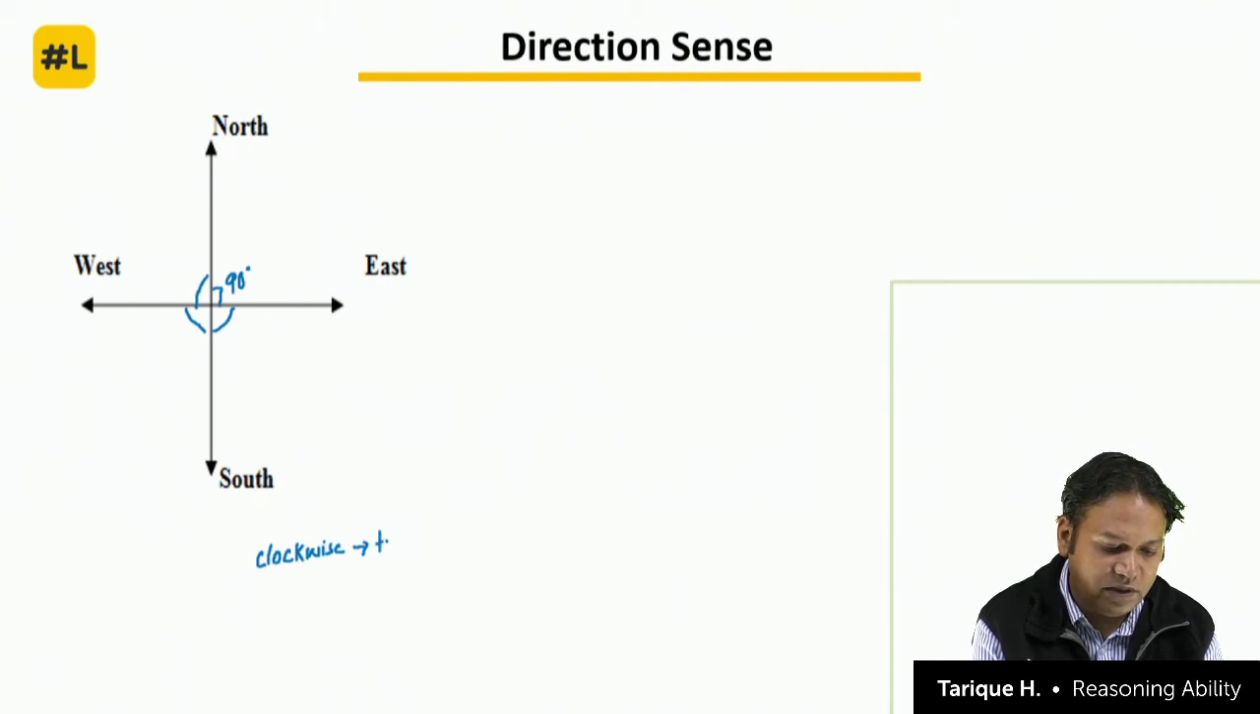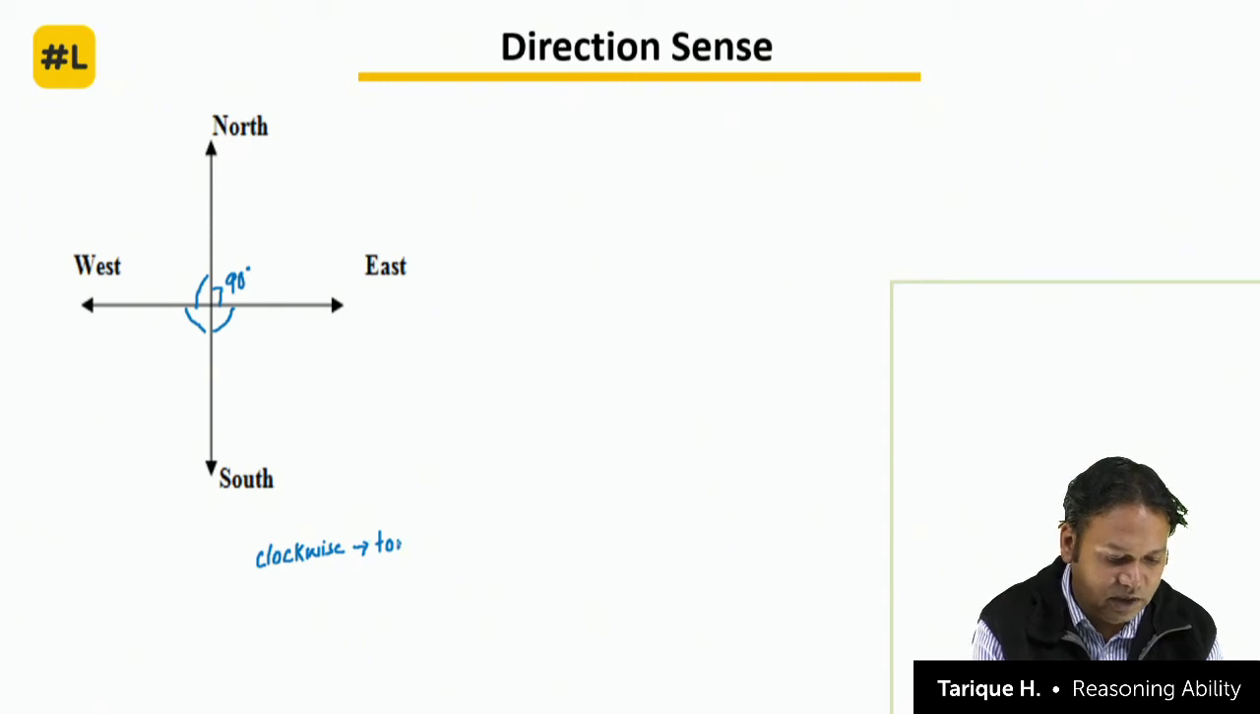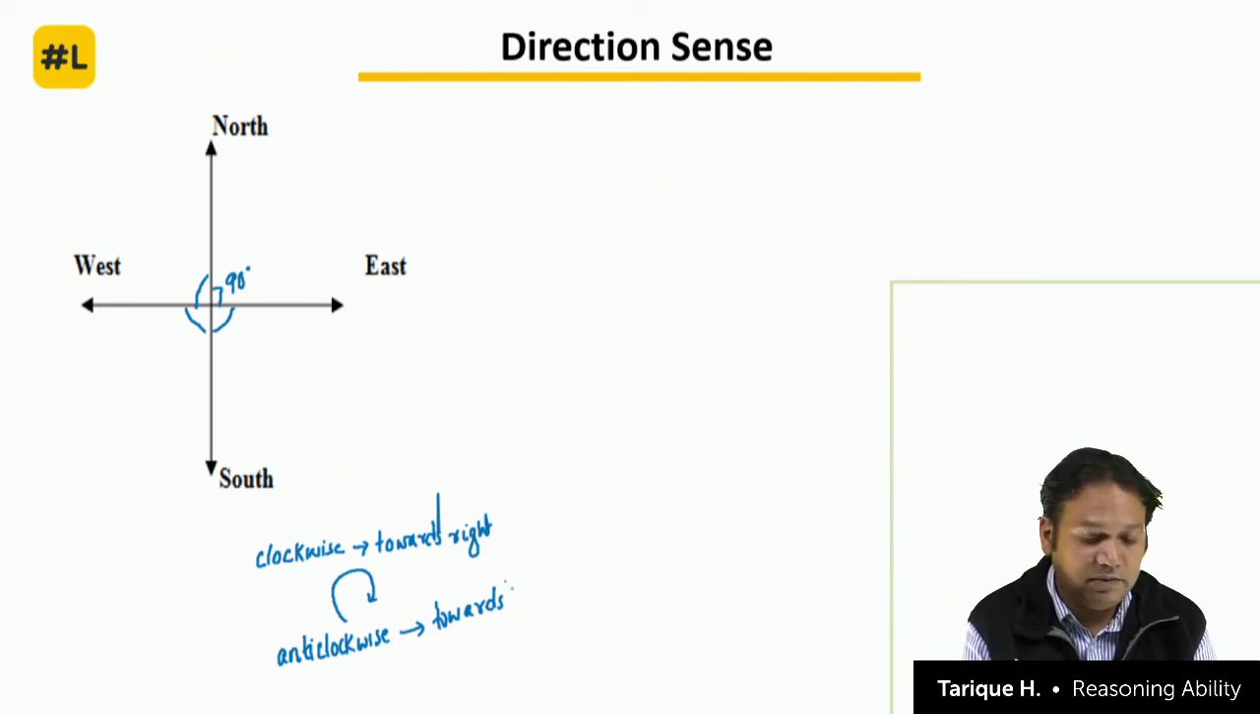Understand this: 90 degrees towards your right, if you are going in any direction, you see towards right, or in the direction of the clock. And anti-clockwise means left, correct. So basic terms, understanding basic terms like clockwise and anti-clockwise, that's significant.